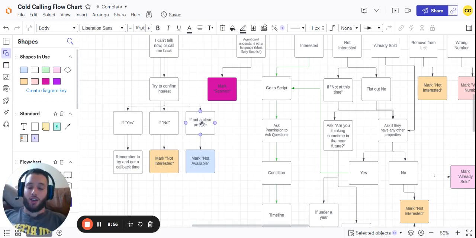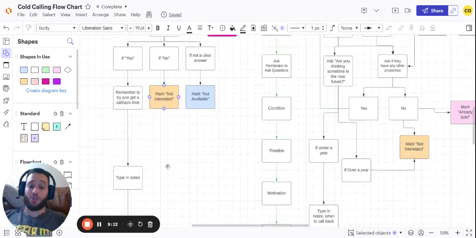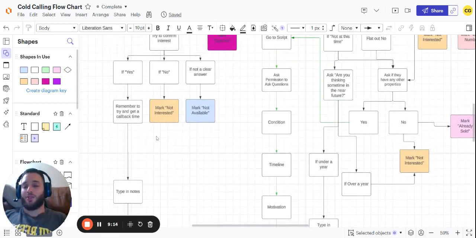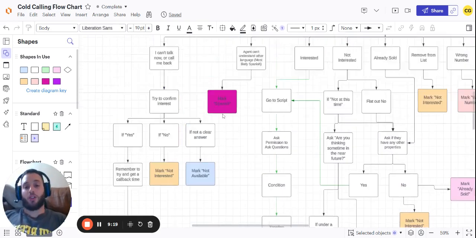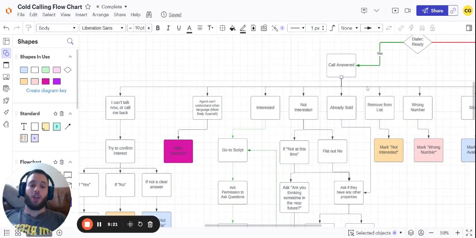And then if they don't give you a clear answer, like, oh hey, right now is not a good time, call me back, and you try and ask, are you actually, and they hang up the phone, then that's not a clear answer. Mark it as not available. You can't mark it as not interested, and you can't mark it as interested. If you don't know whether to mark it as interested or not interested, go ahead and mark it as not available.